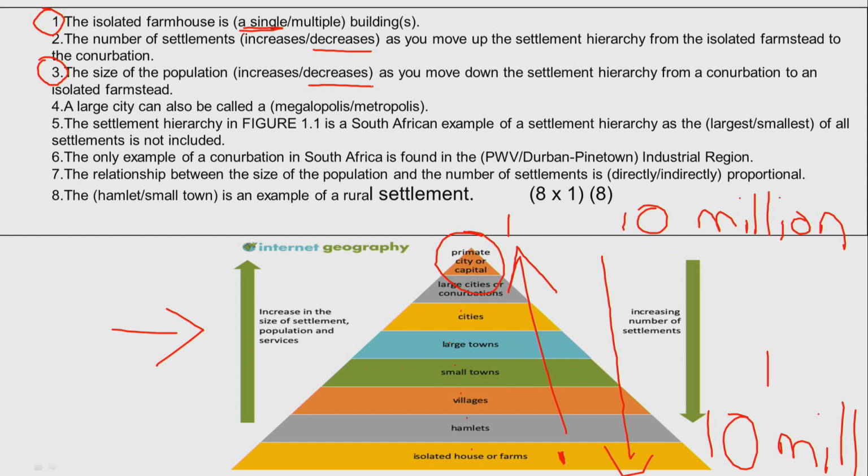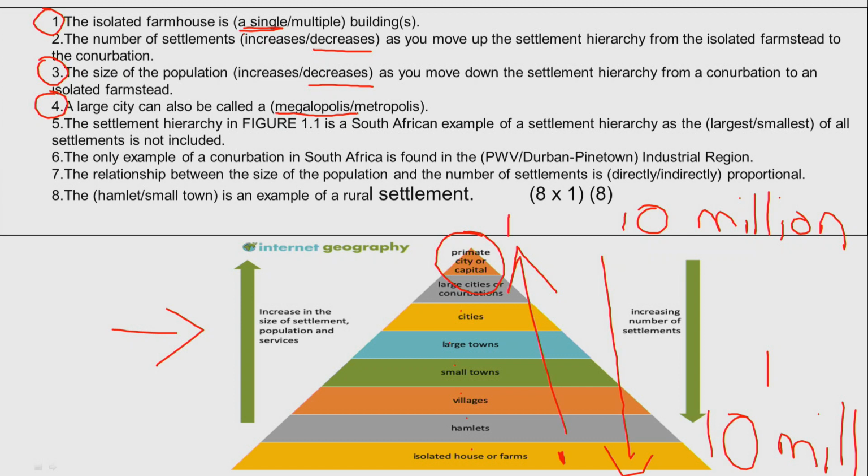Take a bit of time. It's almost the obvious answer to what you think it should be. A large city, number 4, we know what that's called. Which one's bigger? Megalopolis, or the floppy one, or a metropolis? And that megalopolis was number 8.